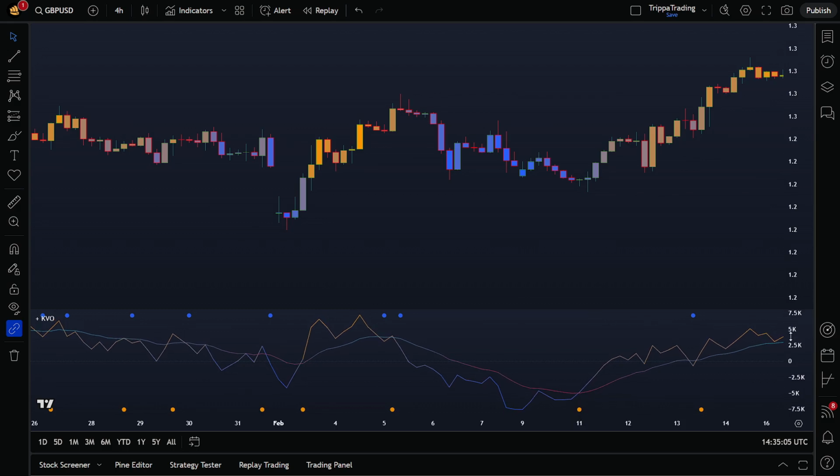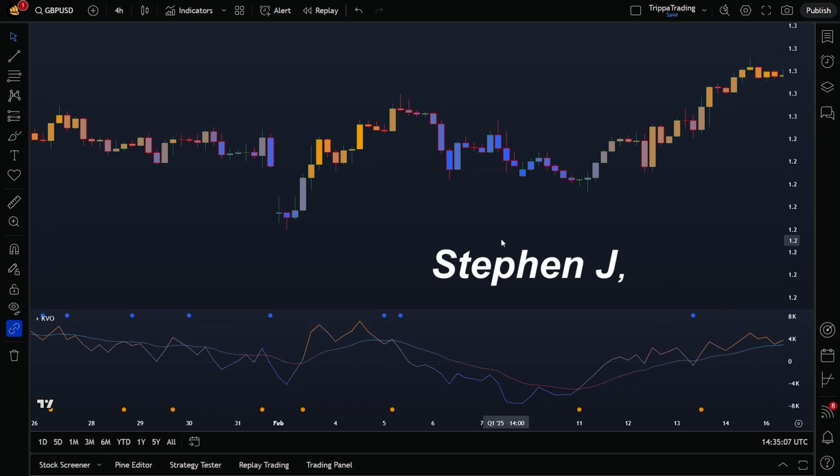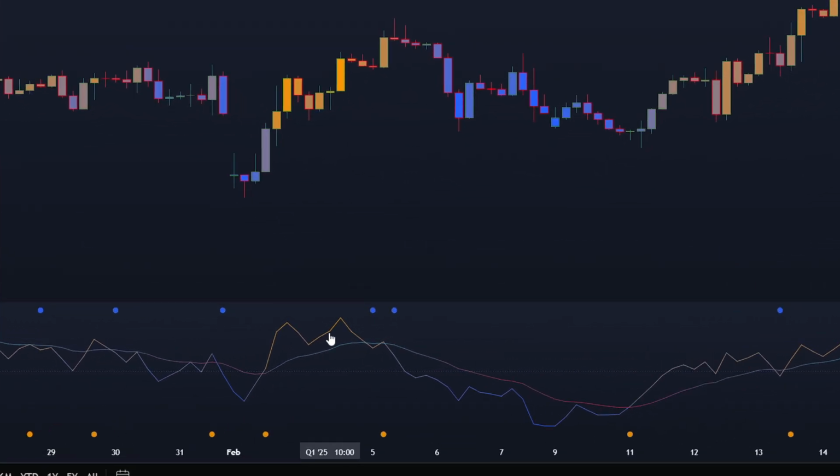What makes this indicator special is that it was developed by Stephen J. Klinger, a well-known trader and technical analyst. Unlike regular oscillators, this one is built using 2 exponential moving averages, while also incorporating volume to confirm price movement, making it a highly reliable trading tool. Now, let's break it down.